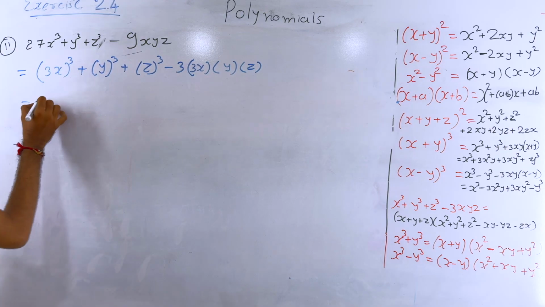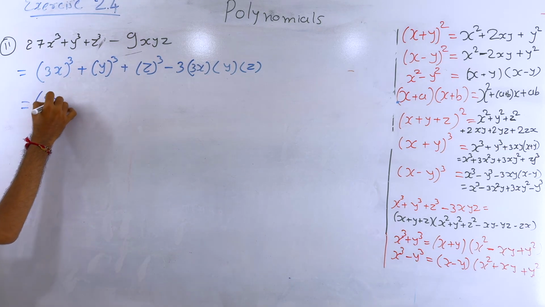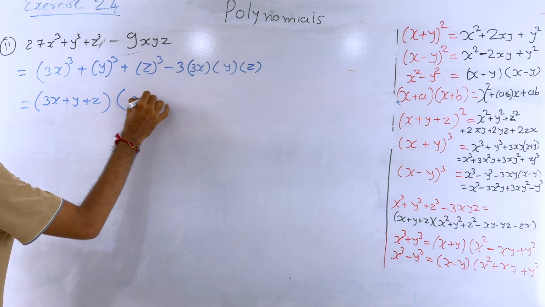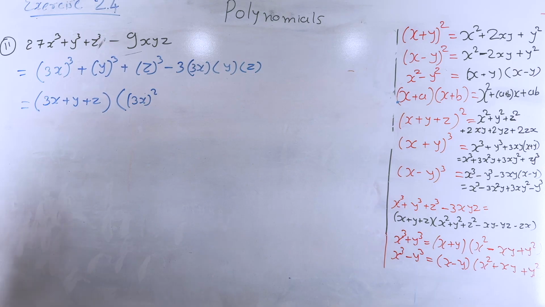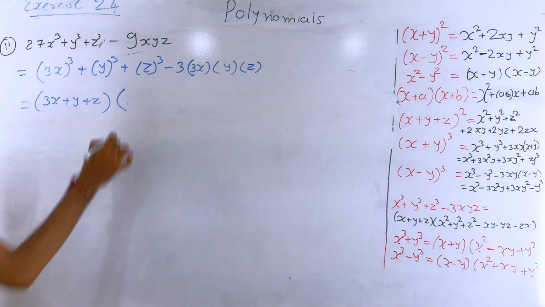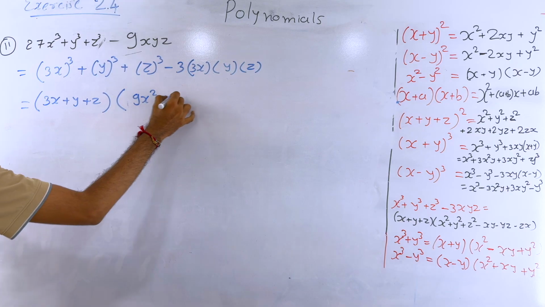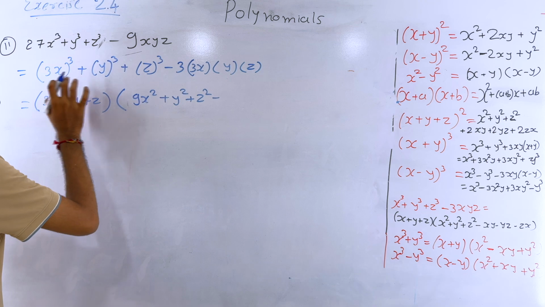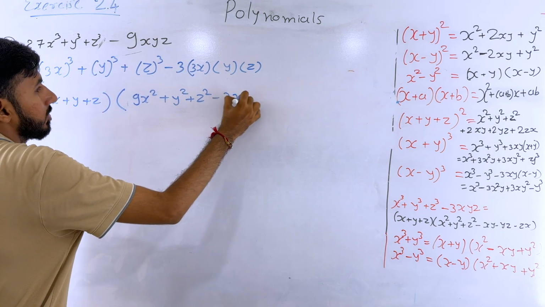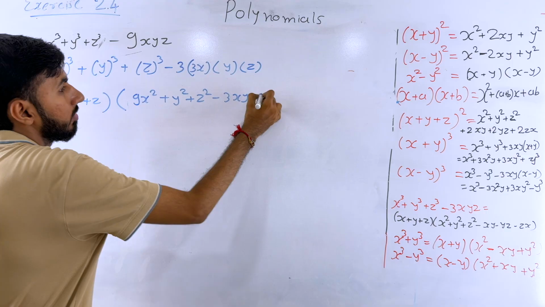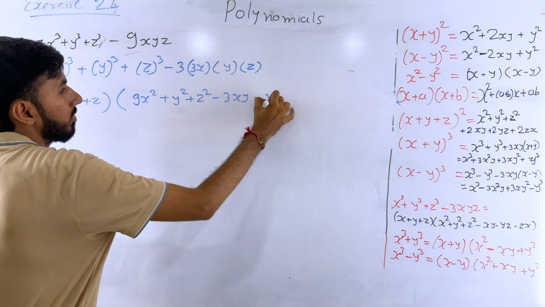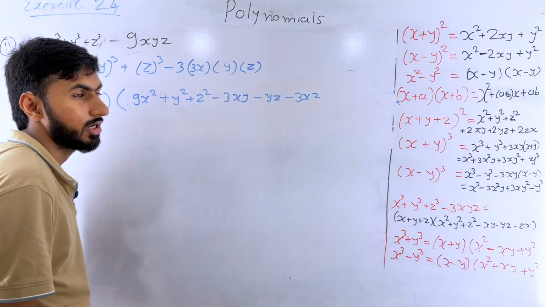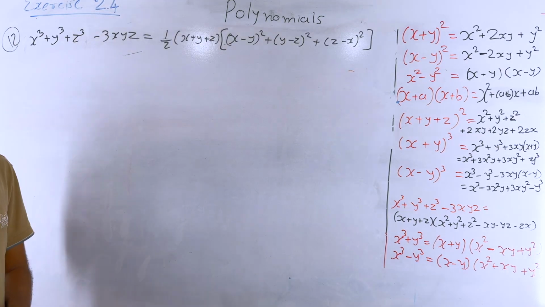So the answer will be, in the first bracket, x plus y plus z, that is 3x plus y plus z. In the second bracket I have to write x square, that is (3x) square, which will look like 9x square. Then y square, then z square, then minus xy. Xy means first term and second term, so minus 3xy for this question. Then minus yz, second and third term, minus zx, so 3x and z, minus 3xz. This is my answer.